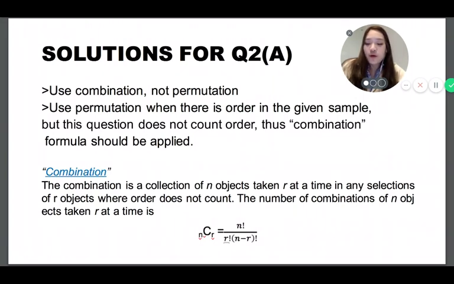I want to point out the basic concept of combination, which is that it is a collection of n objects taken r at a time in any selections of r objects where order does not count. The number of combinations of n objects taken r at a time is nCr equals n factorial divided by r factorial times (n minus r) factorial.